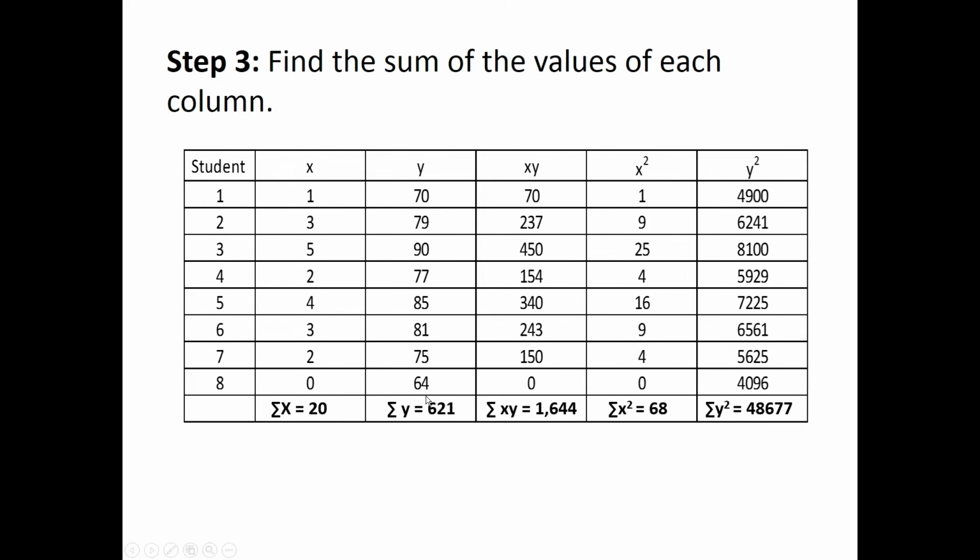So since we all have the values that we are looking for, para substitute doon sa formula, ito yung mga values na kinakailangan kasi natin. For sum of x, we have 20. Sum of y, we have 621. Sum of xy, we have 1,644. Sum of x squared, we have 68. And then the sum of y squared, we have 48,677. And of course, the number of participants are only 8. So those are the values na kinakailangan natin for our formula.